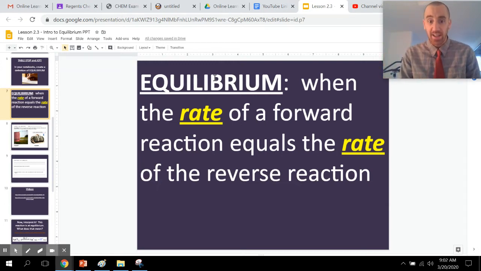And I highlighted it in yellow. It's the rate of the reactions that are equal, not the concentrations, not the volumes. Nothing else really matters except for the rate. How fast the reactants turn to products will equal, at equilibrium, how fast the products turn back into reactants. So we're going to talk about the implications for this.